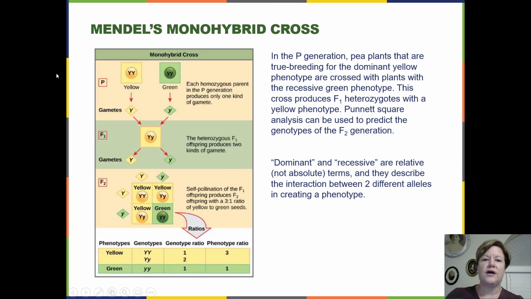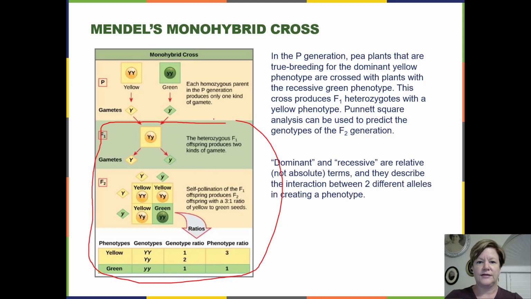So the cross that I have already described to you can sometimes be called the monohybrid cross, although really not the whole cross is the monohybrid cross, really just this part of it here. So remember when he self-fertilized the F1 individuals and then took those seeds and planted them? That is really what we call the monohybrid cross.